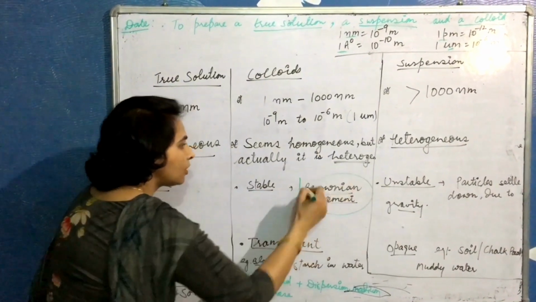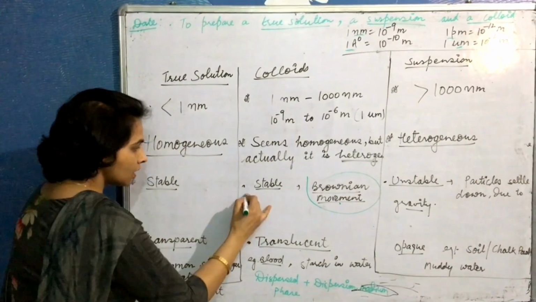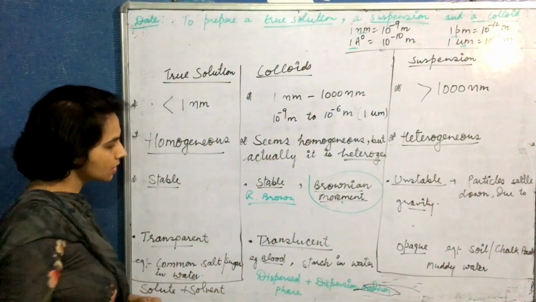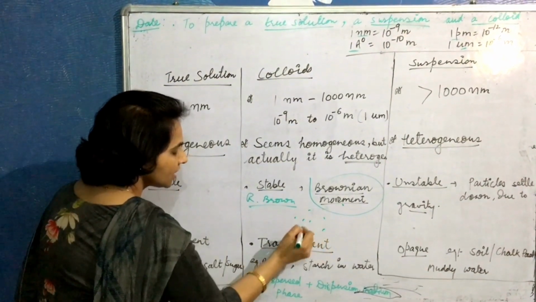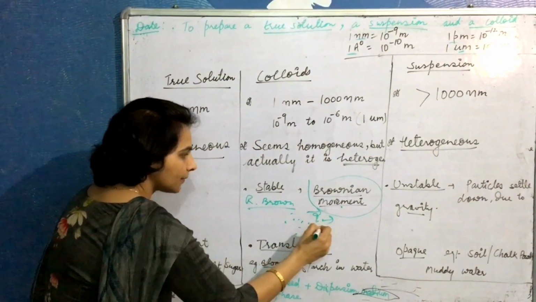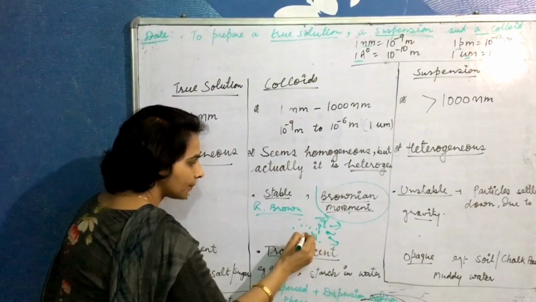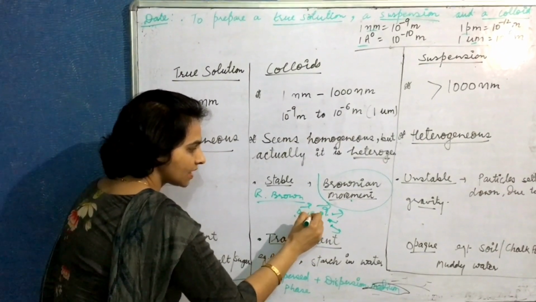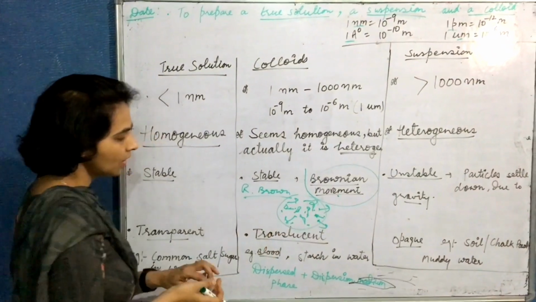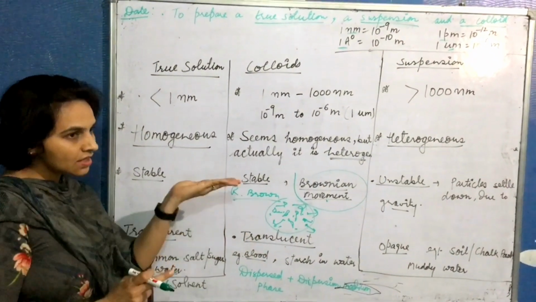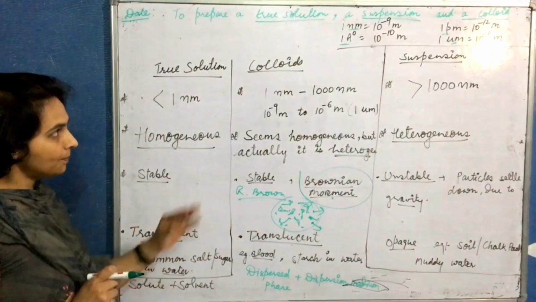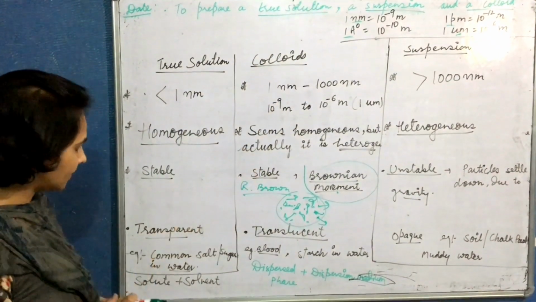Due to Brownian movement. What is this Brownian movement? Sir Robert Brown was a British botanist. He said that the particles of colloids move randomly in a zigzag motion. This zigzag motion is called Brownian movement. So due to this Brownian movement, they keep moving against gravity and they do not settle down. That's why the colloidal solution is stable.